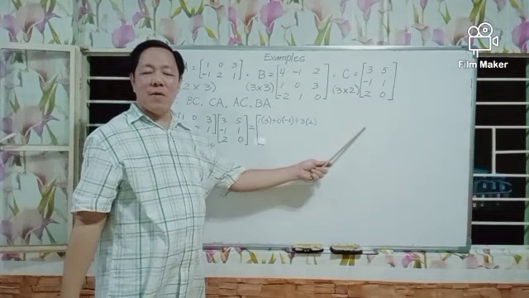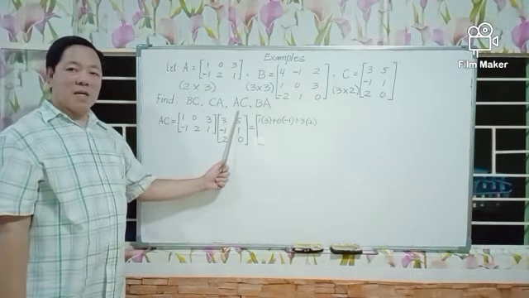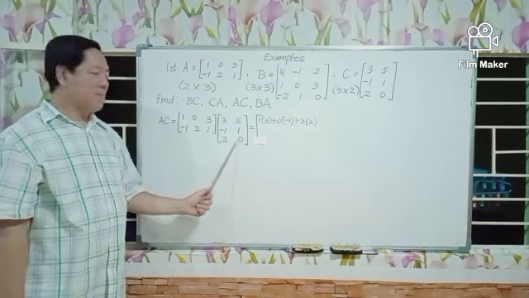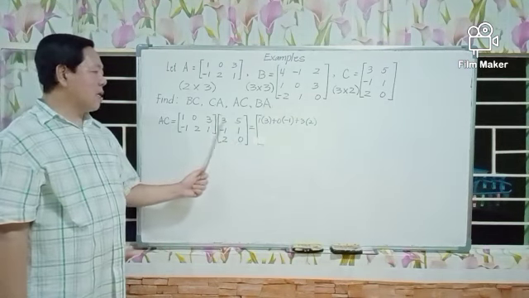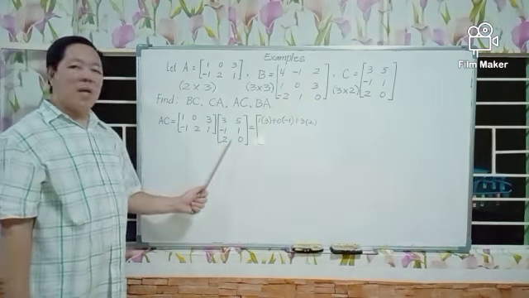The next entry in the first row, multiply the first row of matrix A by the second column of matrix C. 1 multiplied by 5 plus 0 multiplied by 1 plus 3 multiplied by 0.